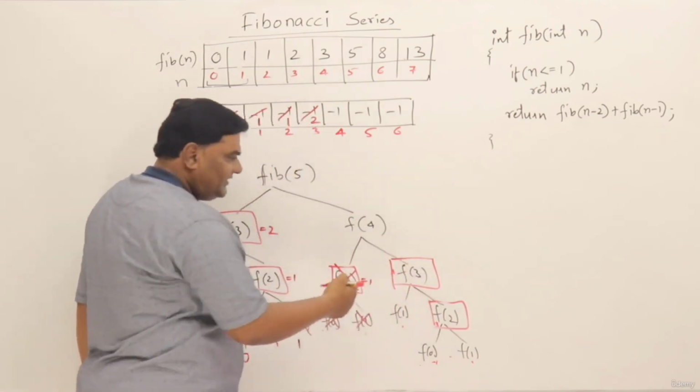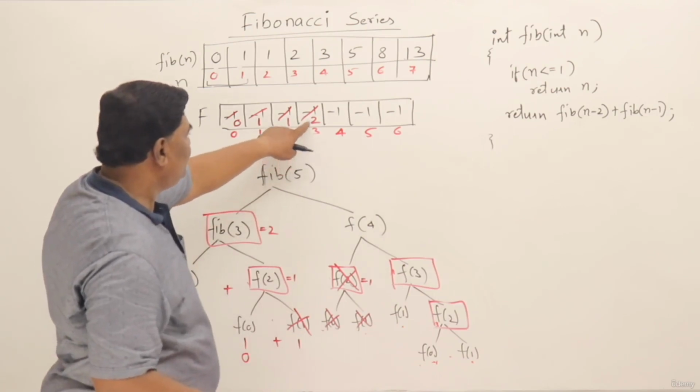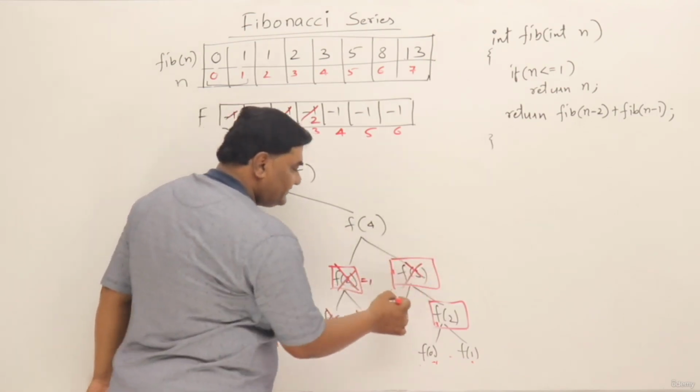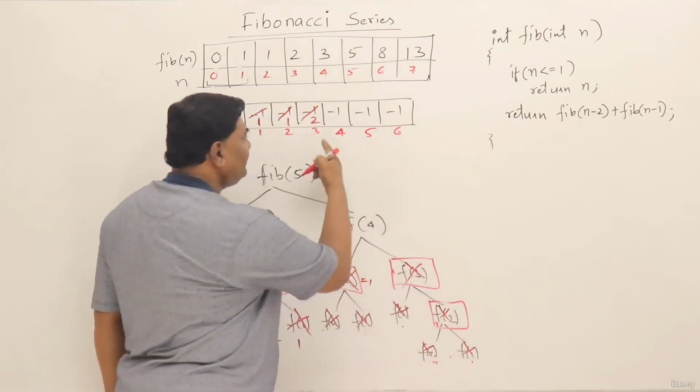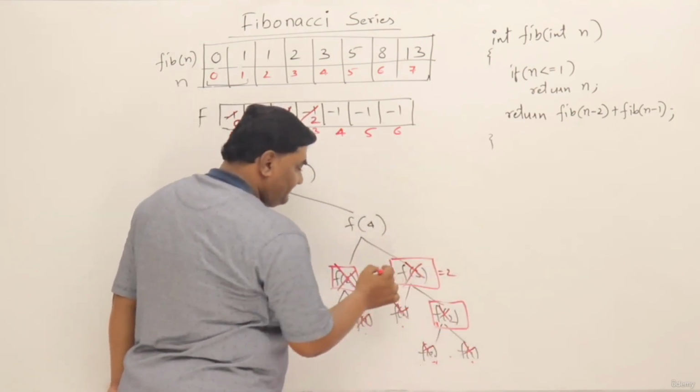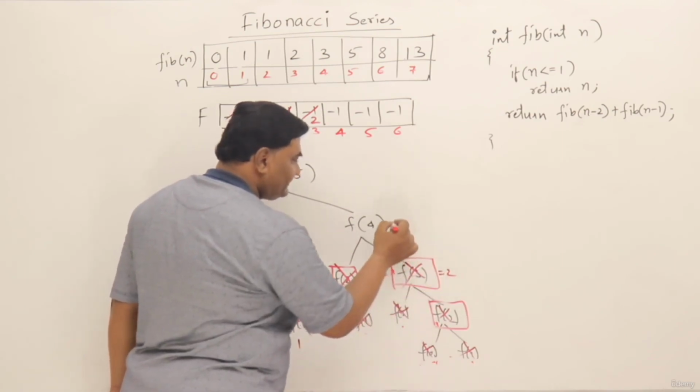Then fib of 3, shall we call it? Check it. No, we know the answer. So don't call this one. So the following calls will also be avoided. And the answer for this one is how much? 2. Then perform addition. 1 plus 2, this is 3.